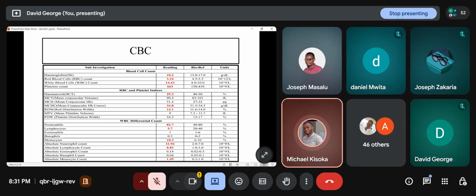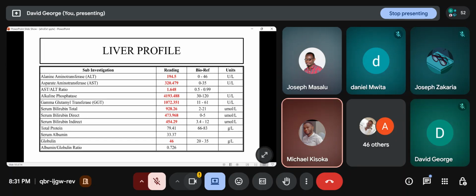And then, David, so this is the liver profile of your patient. I've tried to crop the real results without even changing a single digit. So this is the liver profile. There are a number of significant derangements, but significantly there's an elevation of ALP, which is 4,000, and a GGT of around 1,000, and significantly elevated bilirubin levels, as you can appreciate.